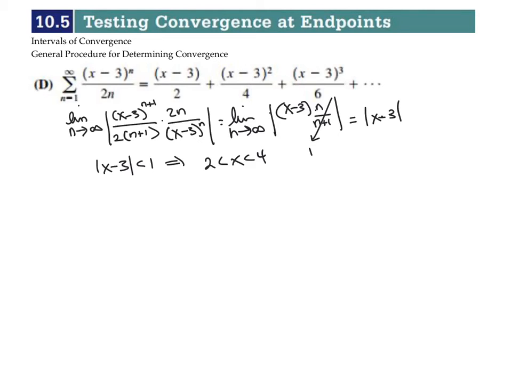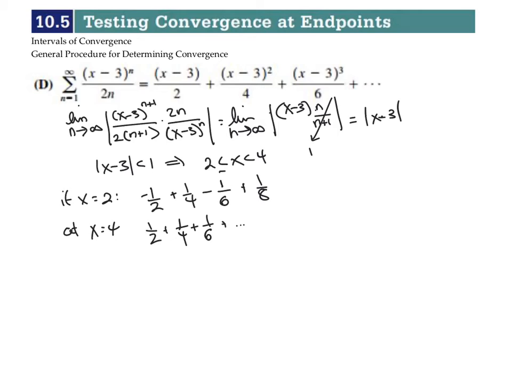If I plug in 2, I get the following series. If you factor negative a half out of this, you get the alternating harmonic series. So this converges conditionally at 2. Let's go ahead and plug in the other endpoint, 4. I get a half plus a fourth plus a sixth, or 1 over 2n. So if I factor a half out, this is the harmonic series and diverges.